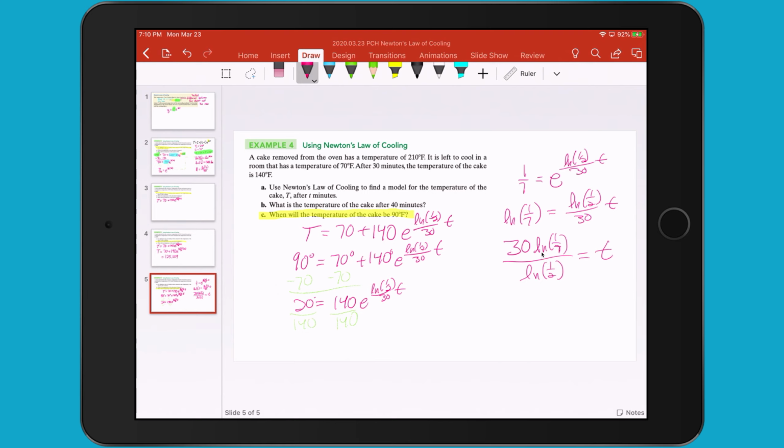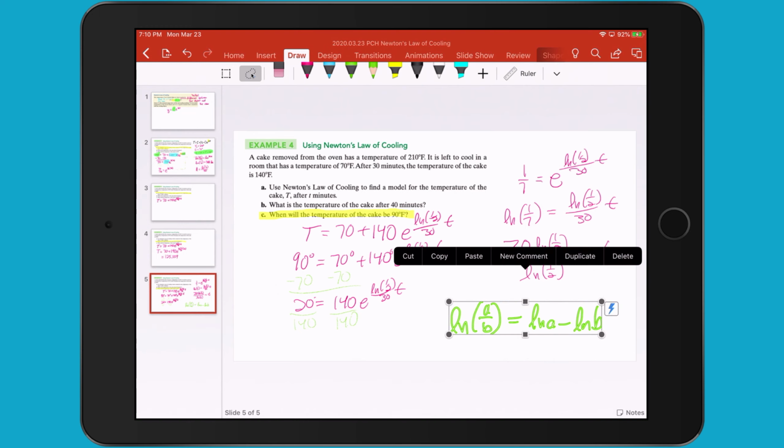Yes, division inside a logarithm does become subtraction, but that's division inside the logarithm. Division between two logarithms, there is no shortcut for that, none whatsoever. So we cannot use this shortcut here. It can't help us.